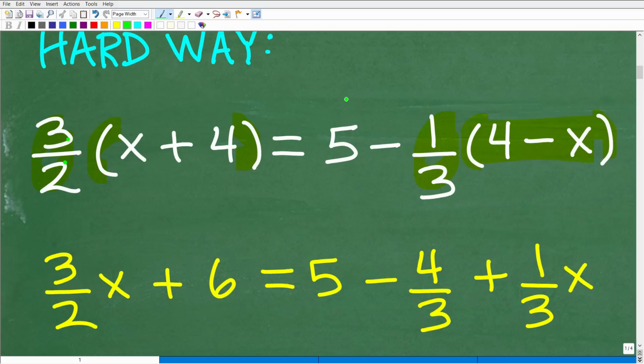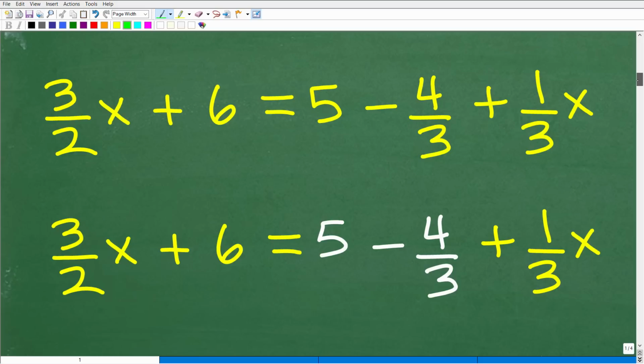Okay, so let's take a look at this side. We're going to have 5 minus, you have to take this negative 1/3. By the way, this negative sign is with this 1/3. You can think of this as plus and negative. So negative 1/3 times this 4 is negative 4/3. And then negative 1/3 times a negative x is a positive, right? Negative times negative is positive, positive 1/3 x. So that's just the first step in this harder approach, but we have many more steps to cover.